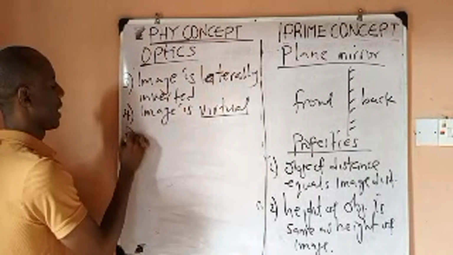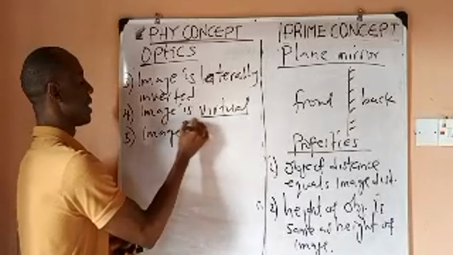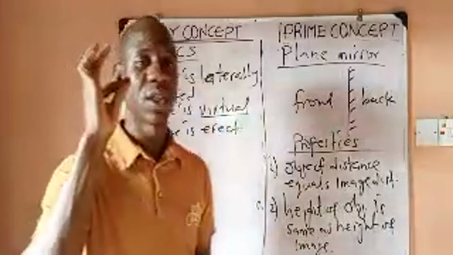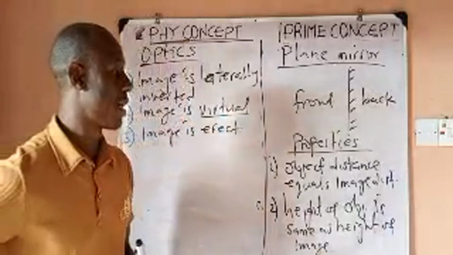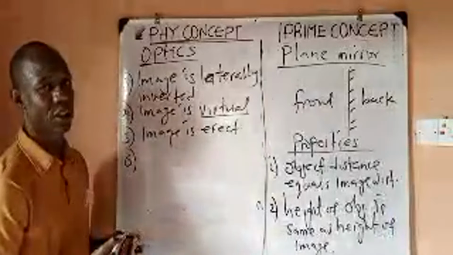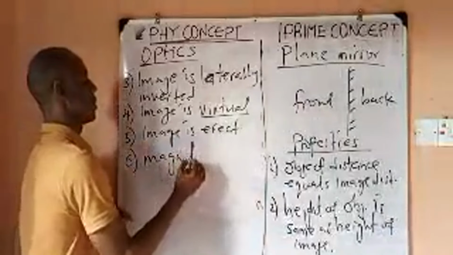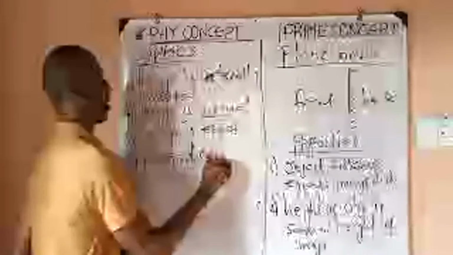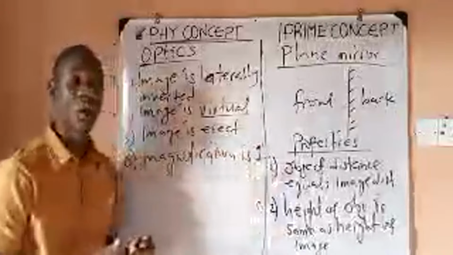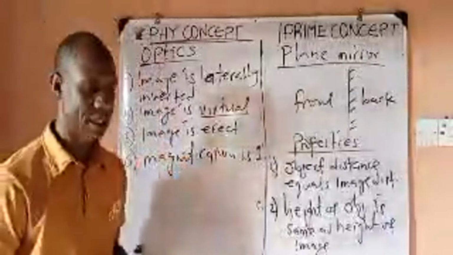Now, number five, the last I'm mentioning, the image is erect. Image is erect, or you can say image is what? Upright. That will bring me to number six, which is just a point to note. The magnification of a plane mirror is always what? 1. It is unity, equal to 1.